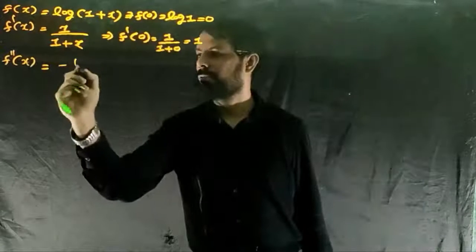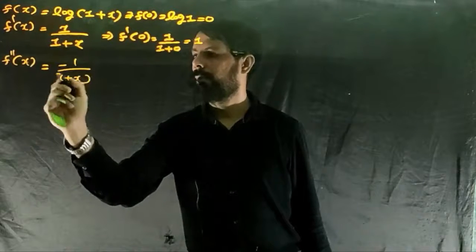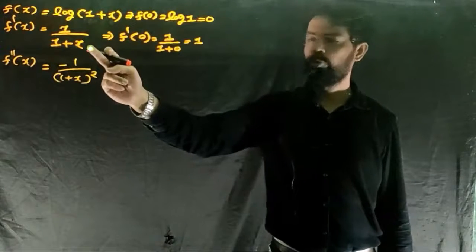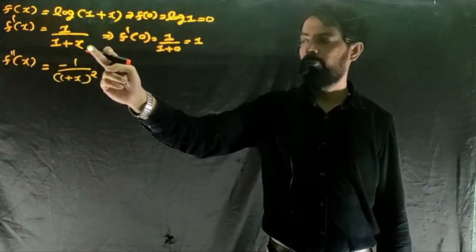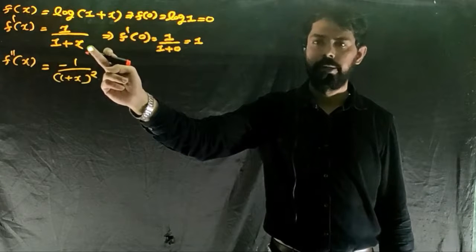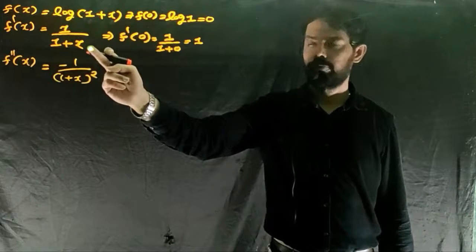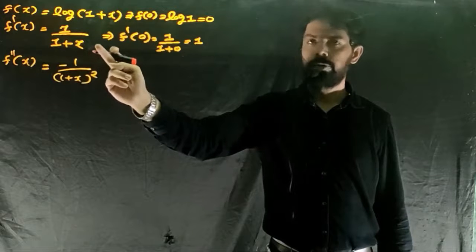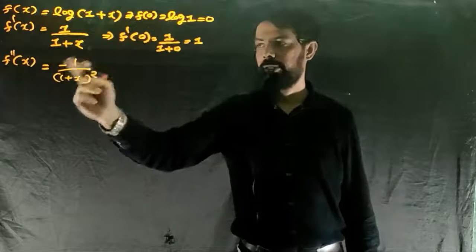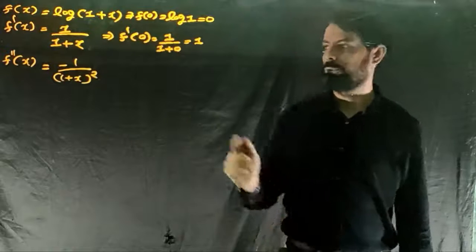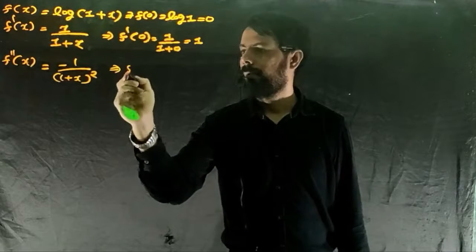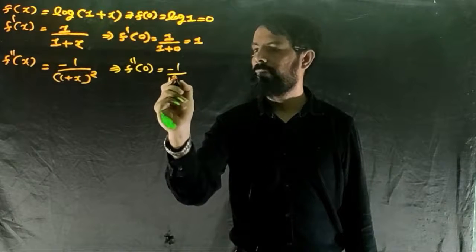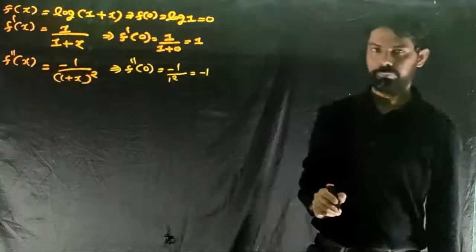So it will be minus 1 divided by 1 plus x whole square, because this can be written as x plus 1 raised to minus 1, and if we use that formula, derivative of x raised to n is n into x raised to n minus 1. So by that formula it will be minus 1 into 1 plus x raised to minus 2. So it is minus 1 divided by 1 plus x whole square. Now here replacing x by 0, it will be minus 1 divided by 1 square. So it is minus 1.